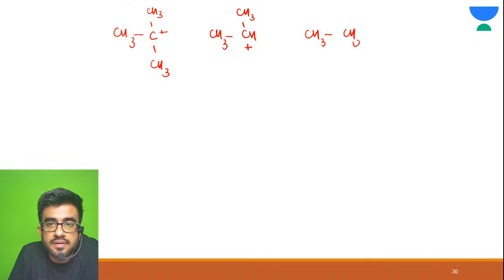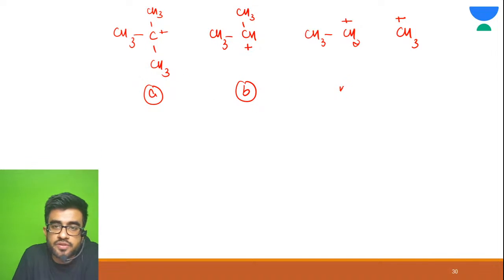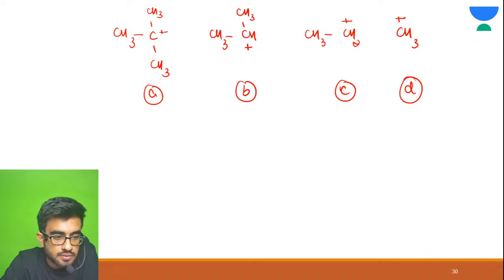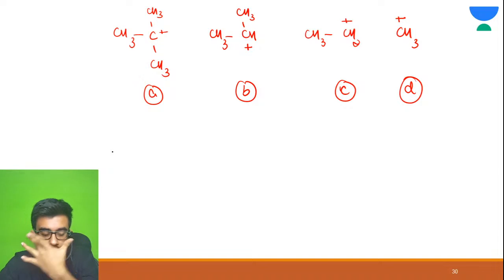Alright, answer this. These are all carbocations. You need to answer this. This is your A, this is your B, this is your C, this is your D. Stability orders.